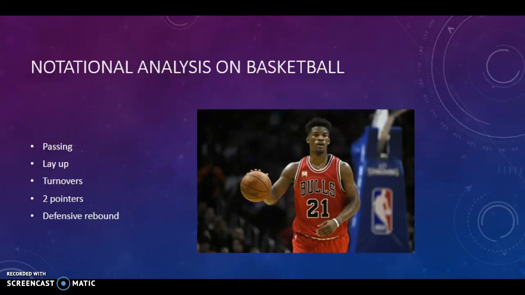So the areas that I focused on were passing, layups, turnovers, 2-pointers, and defensive rebounds. So passing is what is needed to help us get up the pitch in basketball other than dribbling. Passing is another way in which you can create space. It is relevant for a small forward because they need to be able to create openings for their centre. So it is important because then it allows them to create chances to score more baskets.